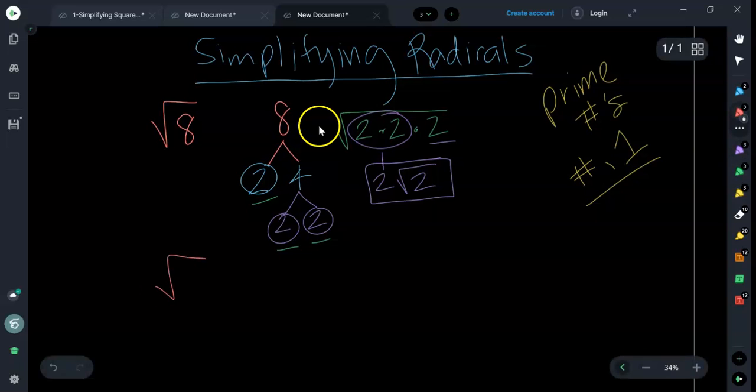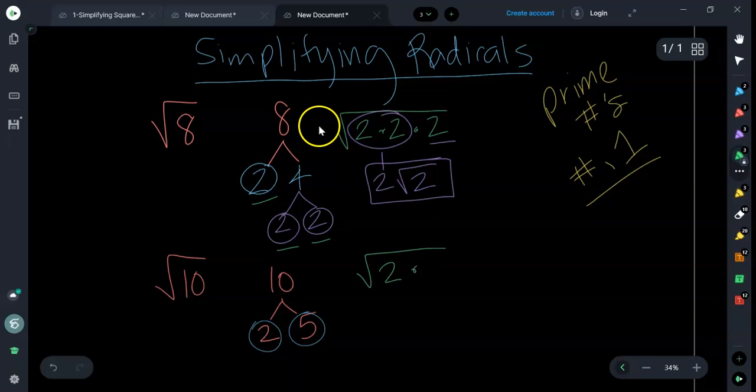Let's look at the square root of 10. Well, if I look at the square root of 10, I'm going to take 10 and factor it out, and I get 2 times 5. Now, 2 and 5 are both prime numbers, so I can't factor this anymore. So I technically have the square root of 2 times 5.